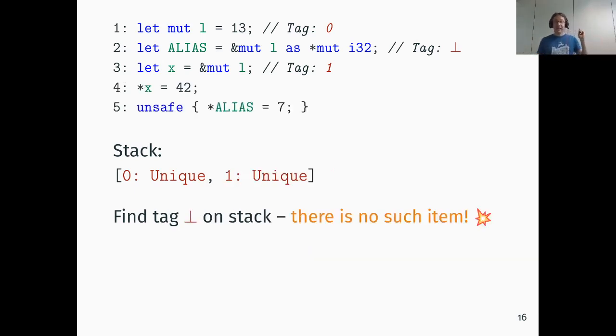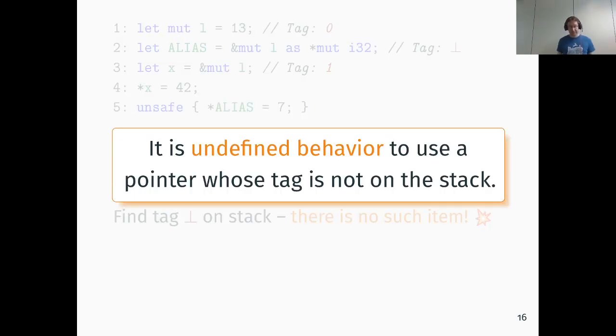But now we're using alias, and alias is an untagged pointer, and there is no untagged item in that stack. So we are violating the proof obligation that whenever we're doing a memory access, the tag has to be in the stack. And that's why this program violates stack borrows. That's why this is a bad program. In other words, the program causes undefined behavior.